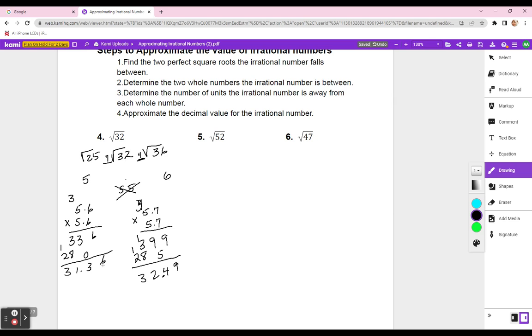So what we can do, so that we're closer, but we're not over, instead of 5.6, we can take 5.65. So it'd be a lot closer than this, but it'd be a lot less than this. So about 5.6 would be a good estimate. So this is approximately 5.65. Okay? All right, let's look at the next one.